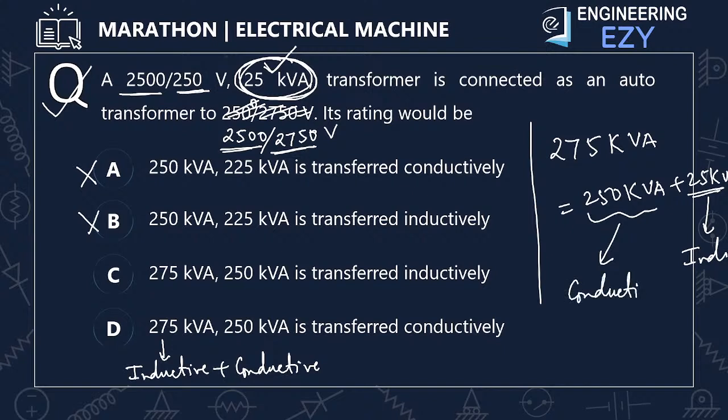That is also the calculation. You can calculate: the conductive power is total power transferred minus the rating of the transformer. Because if you use the transformer to make the autotransformer, that much power is always transferred inductively. So out of 275 kVA, 25 kVA is transferred inductively, so the remaining power is guaranteed to be transferred conductively. So out of 275 kVA, 25 kVA is transferred inductively and 250 kVA is transferred conductively.